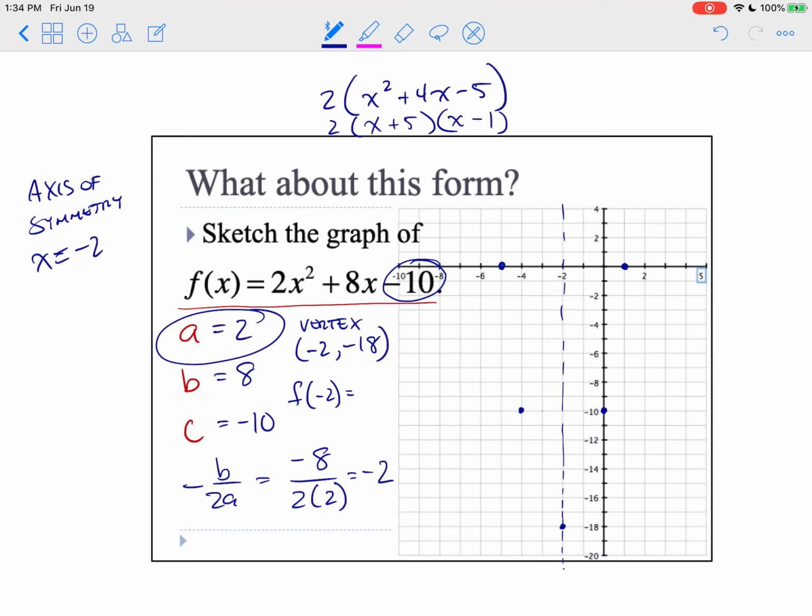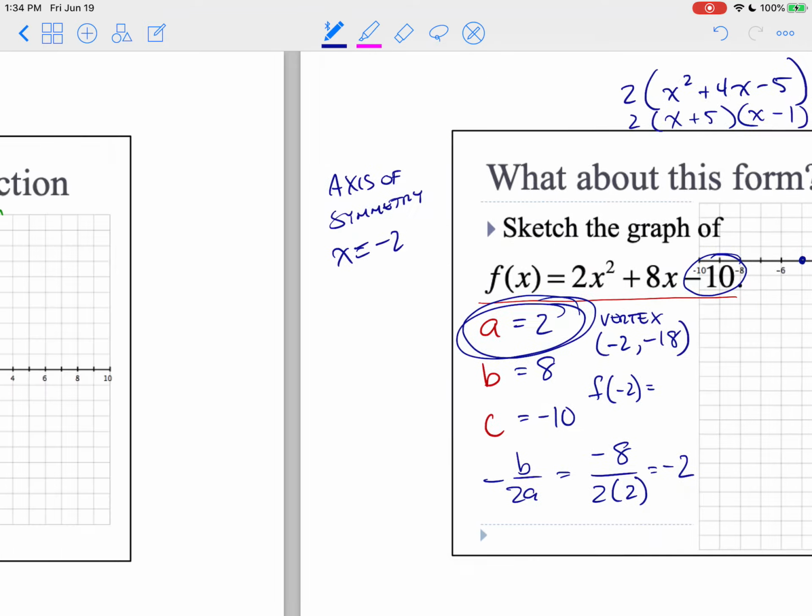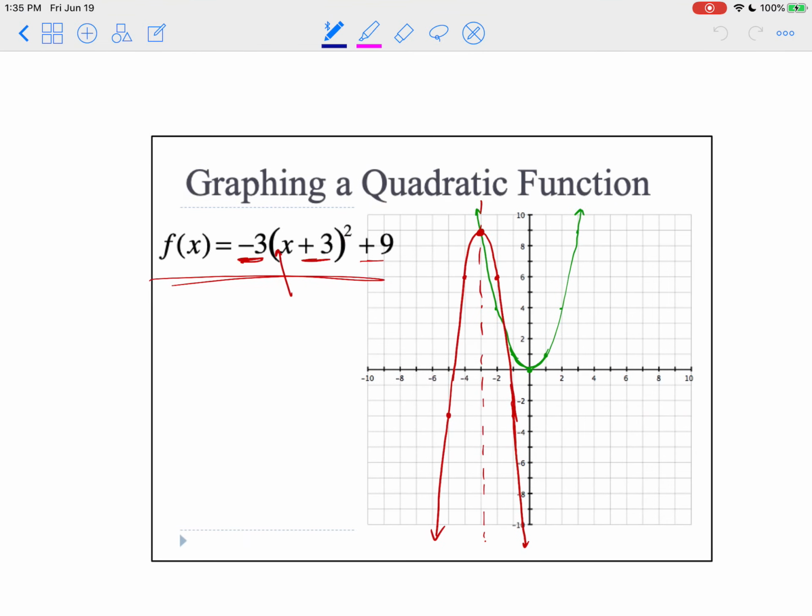So this is great. I have 5 points, and that's good. But I can also still use the pattern that I know. I know that normally I go up 1, up 3, up 5, up 7. And I know that this a value is the same value as what would be in this standard form right here.